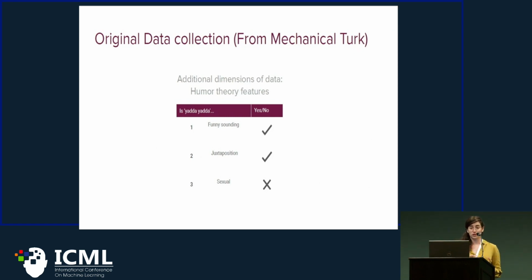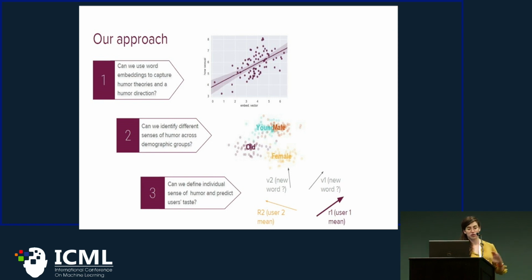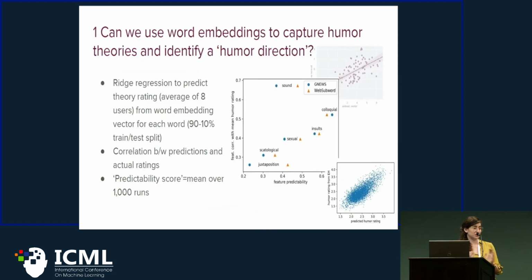All right, so our approach was threefold, and we're asking the following questions. Can we use word embeddings to capture humor theories and a general humor direction in the word embedding, if you like? Also, can we identify different senses of humor across demographic groups? So this is going down the ladder of generality here. And third, we are interested in whether we can define some individual sense of humor vector, which would be a mean vector of the words that a certain individual finds funny, and use that to predict the user's taste on newly unseen words. All right, so spoiler alert, the answer to all the questions is yes.